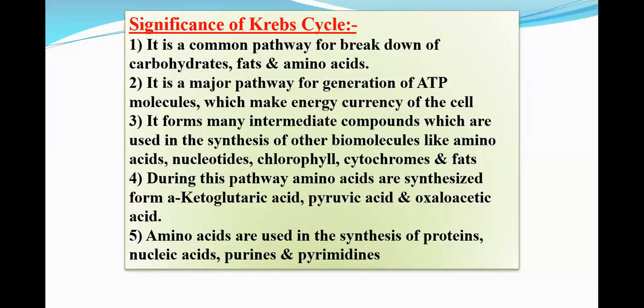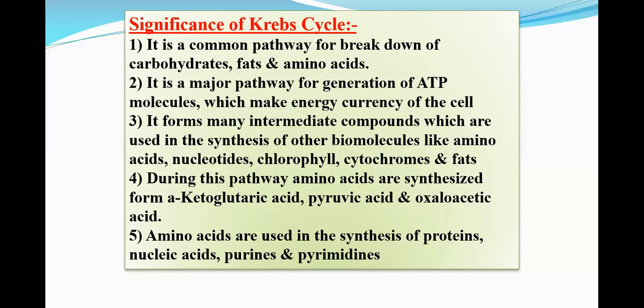Then it is a major pathway for generation of ATP molecule, which makes the energy currency of the cell. Totally, from 1 glucose molecule, we will obtain 38 ATPs, and that is quite a big amount. So it is a major pathway.